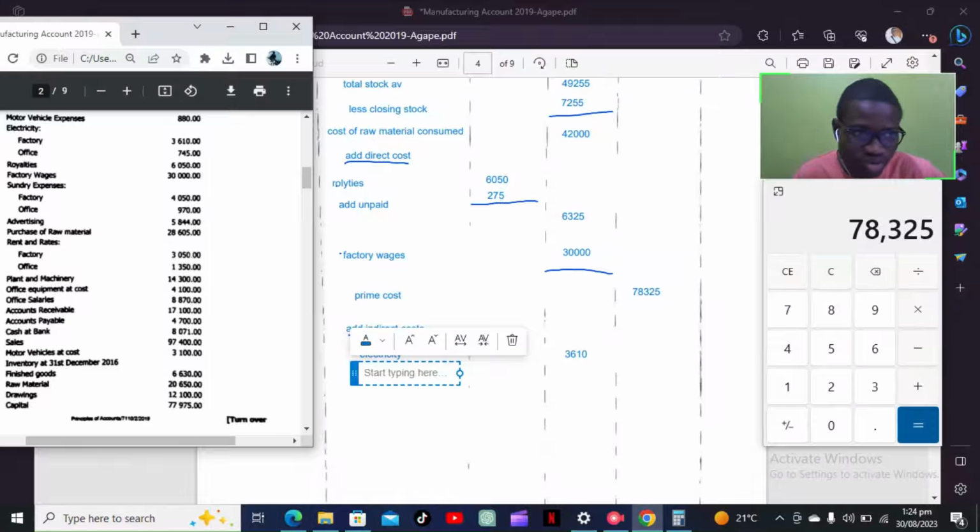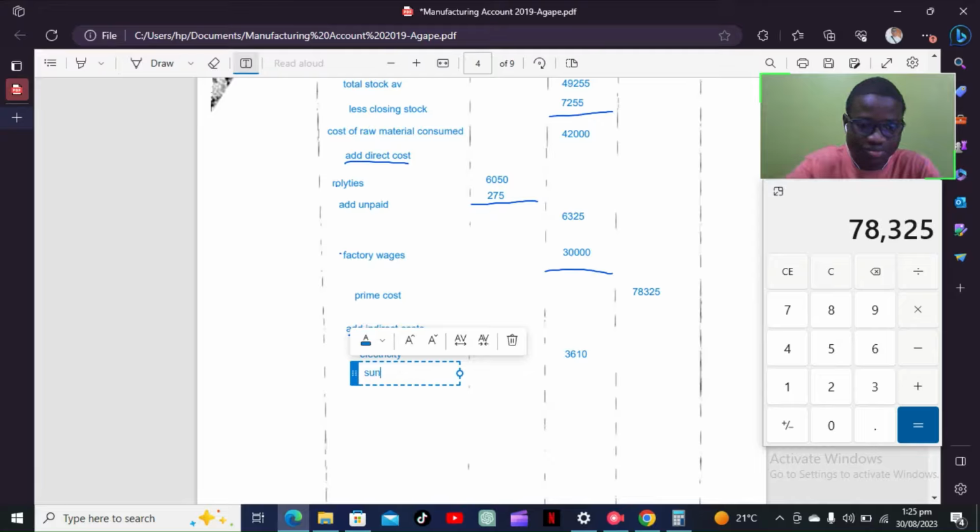What else did we have here? We've entered that. So sundry expense. There's also factory and office, so we're only concerned with the factory. How much was it? 4,050. This is sundry expense. Note, we only enter this if they have specified that it is for the factory. If they had only mentioned sundry expenses and didn't say whether it is for the office or the factory, then we would have entered it in the trading profit and loss. But here they've specified there's some for the factory and some for the office. So we're going to enter that for the factory in here.